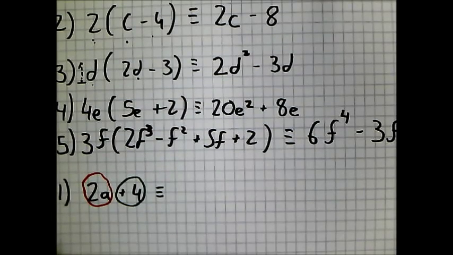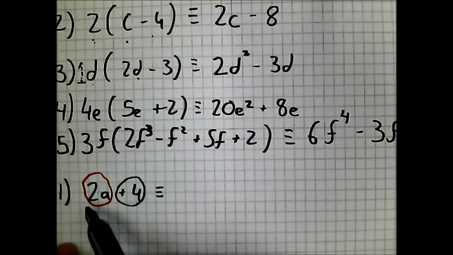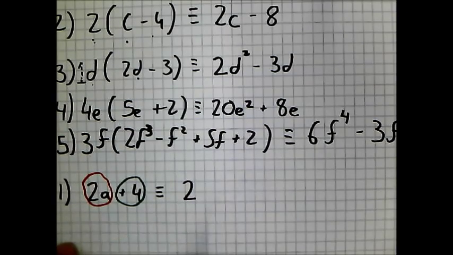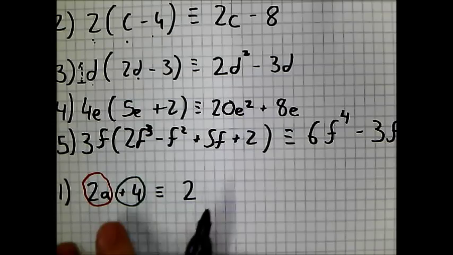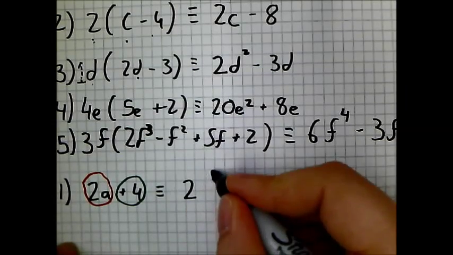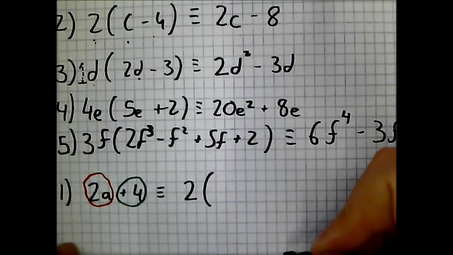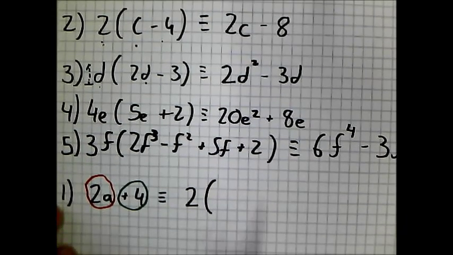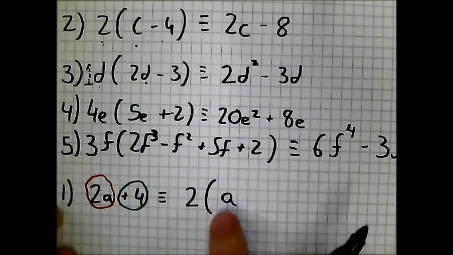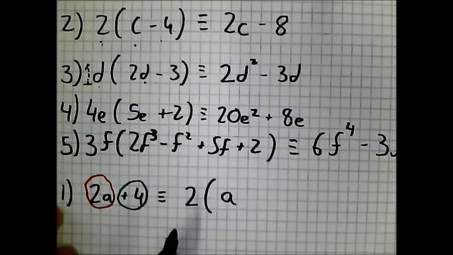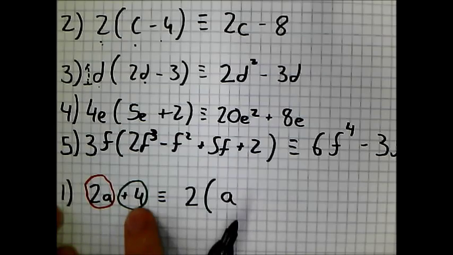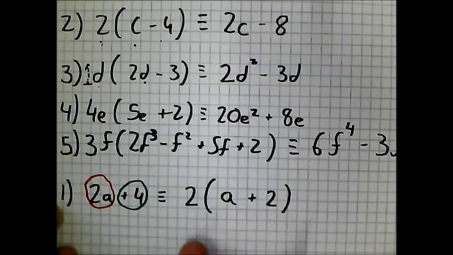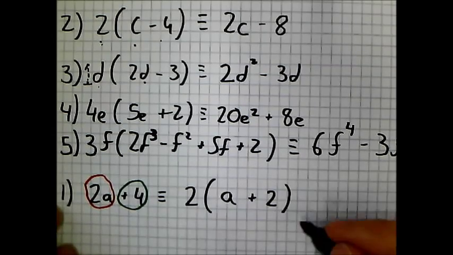Now, let's look at the numbers. I'm looking for a number that goes into 2 and 4. Now, I know 2 goes into 2 and 4, so that's going to go outside the bracket, and I can't see anything else that goes into them. Okay, and now I think, what do I want to multiply 2 by to make it 2a? The answer there is a, because 2 times a is 2a. I now want to think, what do I want to multiply 2 by to make it 4? The answer is positive 2. And you can check, 2 times 2 is positive 4. That works.